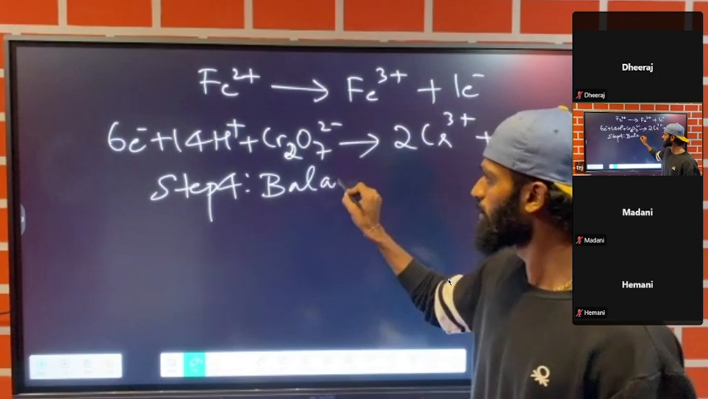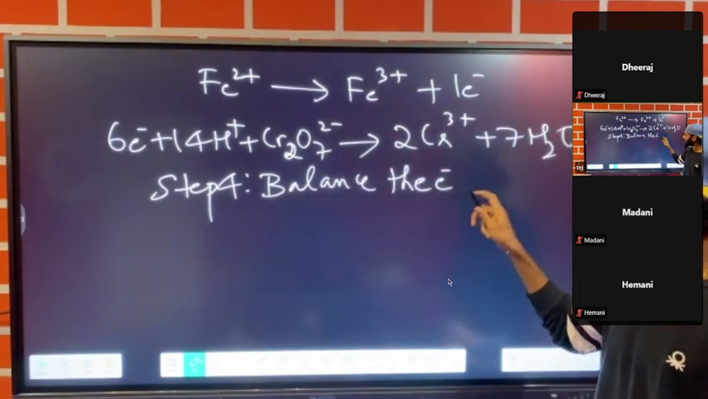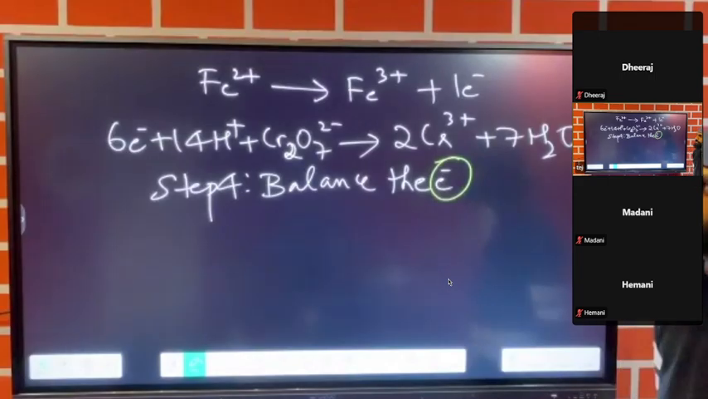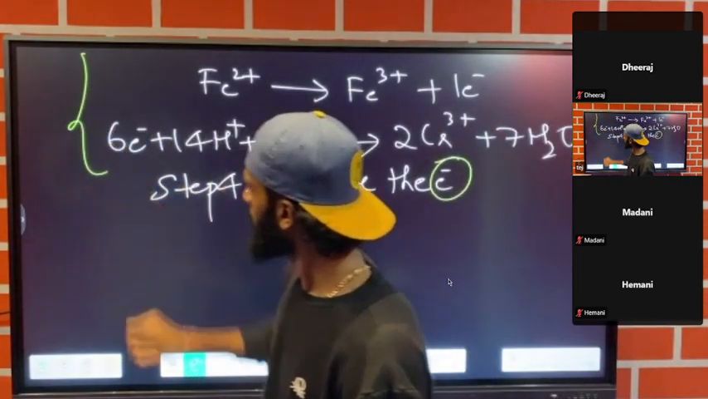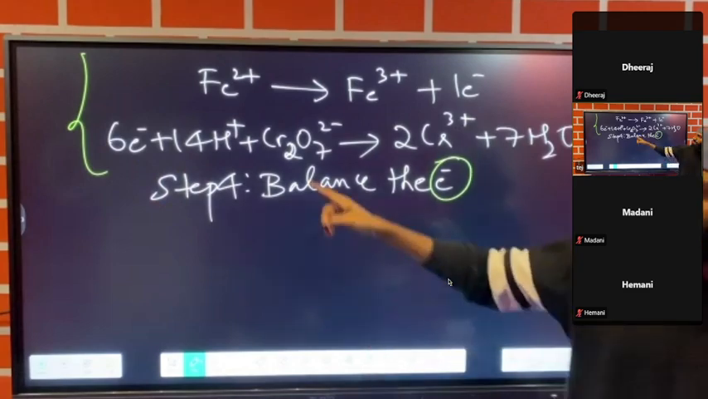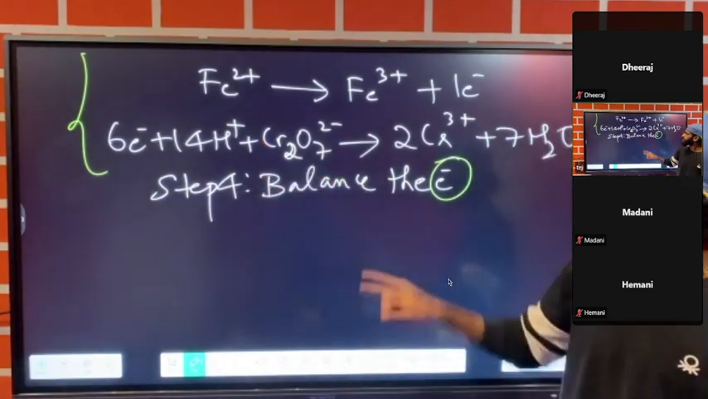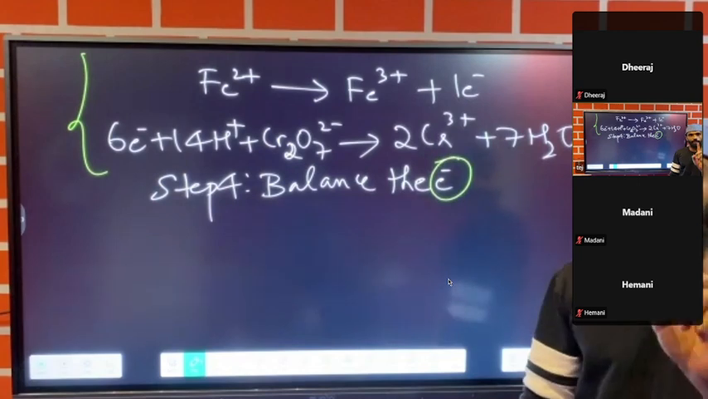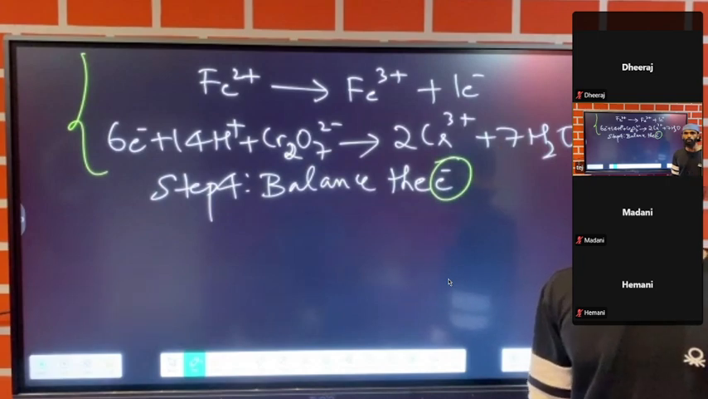Balance the electrons. Okay, balance the electrons. Now focus. Look at both of them. In the second equation, there are 6 electrons. But in the first equation, there is only 1 electron. Step number 4 says I'm supposed to balance the electrons. So, what number should I multiply where?